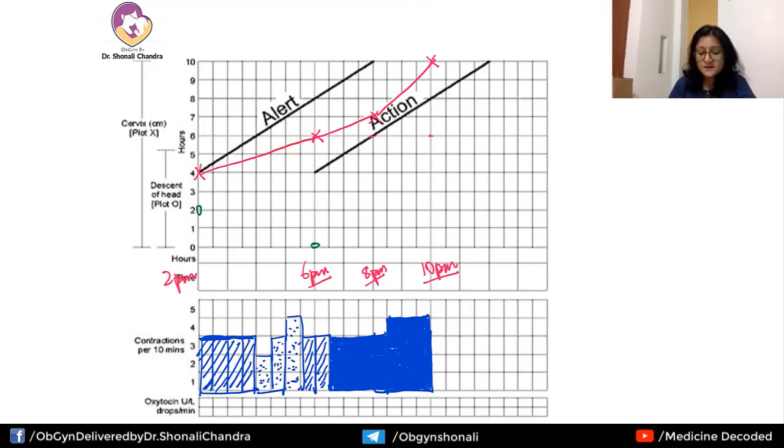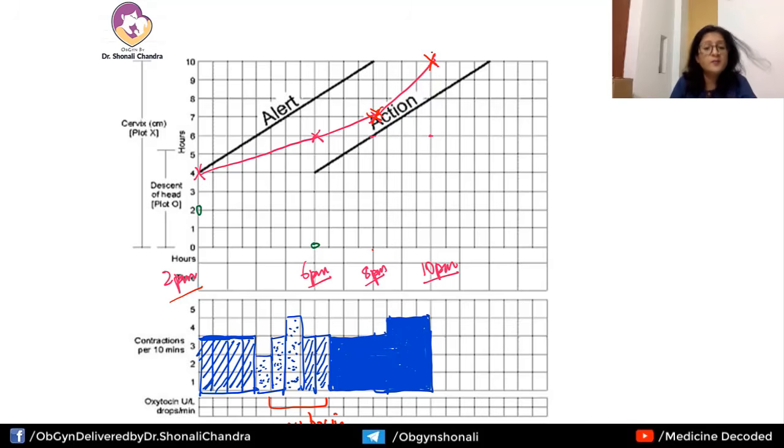Let's change it a little bit more. Let's say that at 2 p.m. she was 4 centimeters dilated. At 6 p.m. she was 6 centimeters dilated. Contractions were inadequate, so I gave oxytocin infusion, started here. I reassessed at 8 p.m. The dilatation progressed to about 7 centimeters, still slow progress. So I continued further. At 10 p.m. she has become fully dilated, 10 centimeters, fine.